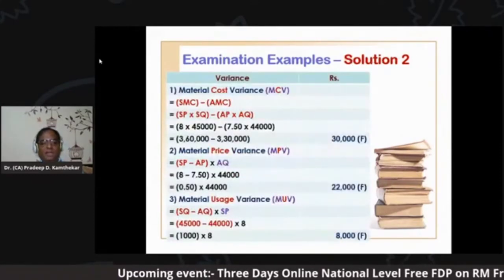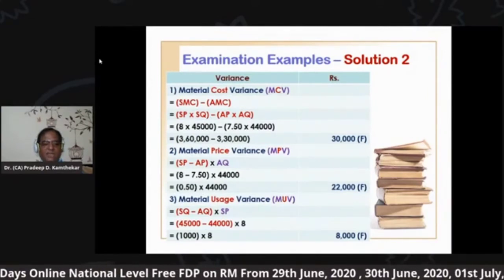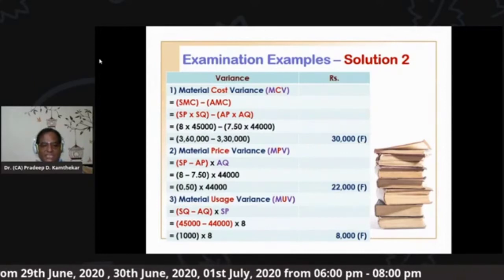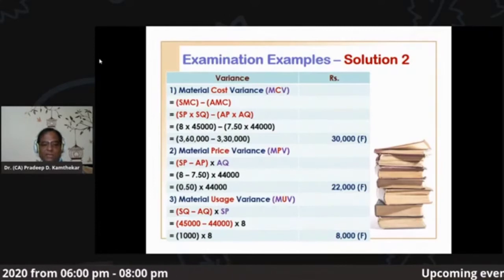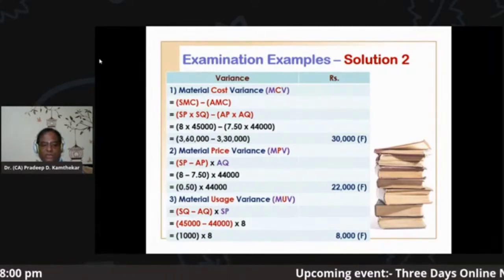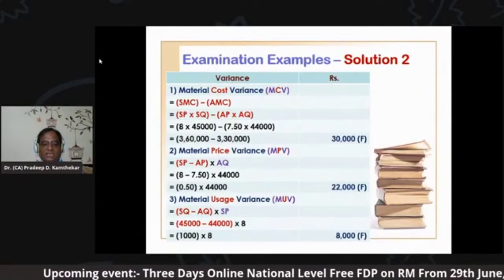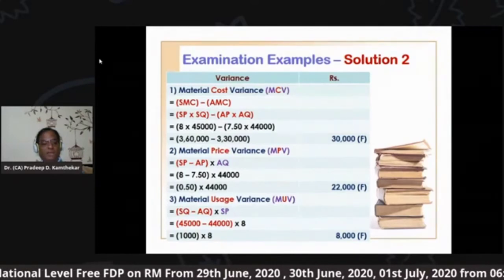See here, material cost variance, that is standard material cost minus actual material cost. Again, SP into SQ minus AP into AQ. SP 8 and SQ 45,000, so that comes to 3,60,000. AP into AQ comes to 7.5 into 44,000, that is 3,30,000. Here it is 30,000 positive. So the 30,000 variance is favorable.